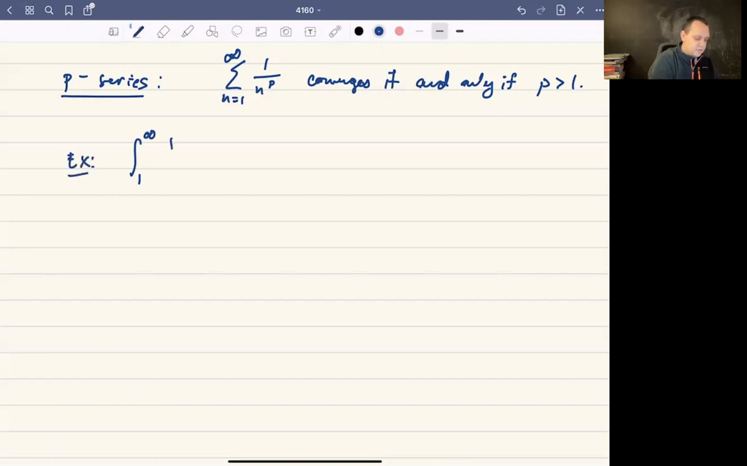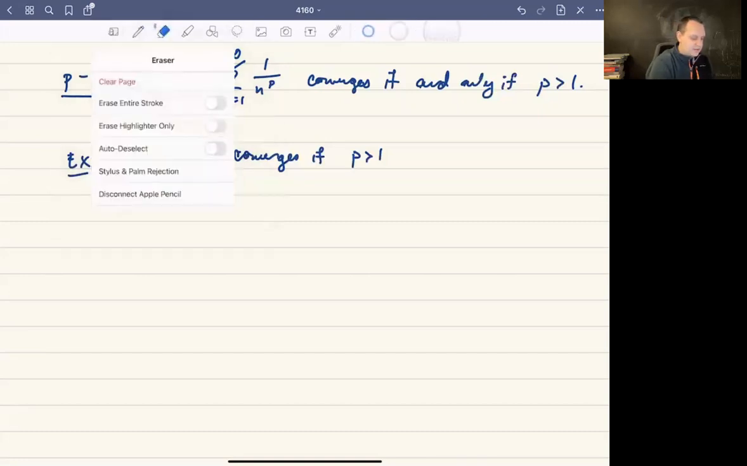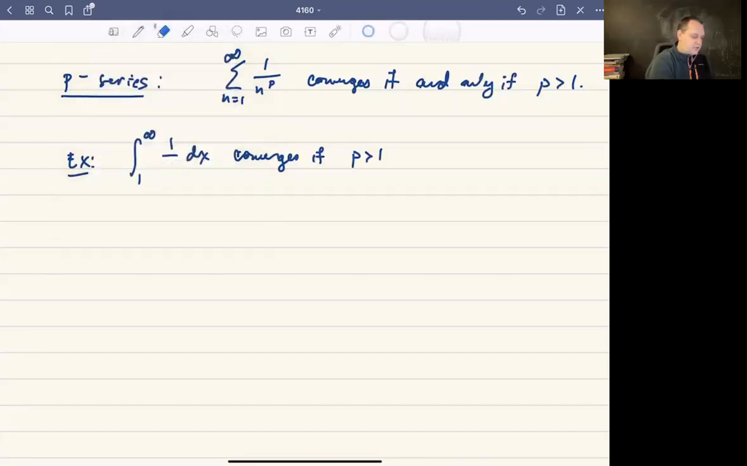So if you were to have the integral of 1 over x to the p, you know that this also converges if p is greater than 1 and diverges otherwise, right? This comes exactly from that, and you can fill in the details by evaluating this integral on your own time. So I would encourage you to fill out the details here.